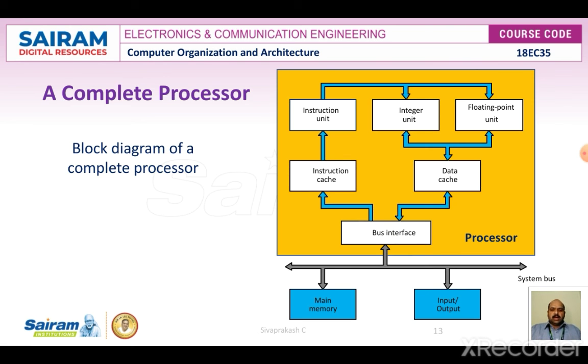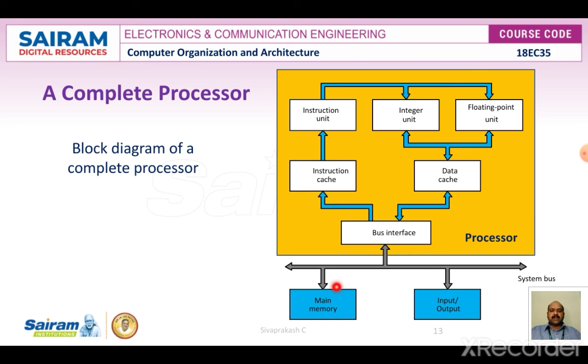Moving on to the topic, a complete processor. This block diagram specifies a complete processor. The processor consists of a bus interface, a cache memory, one for instructions and one for data, and it consists of an instruction unit, an integer unit and a floating point unit. The processor, the main memory and input output peripheral devices are connected through a common system bus.